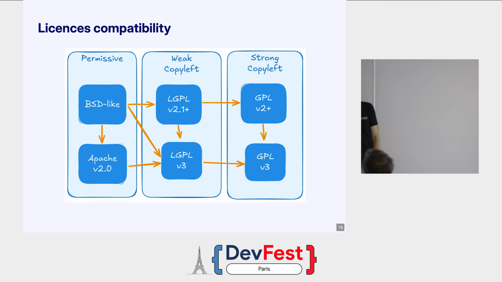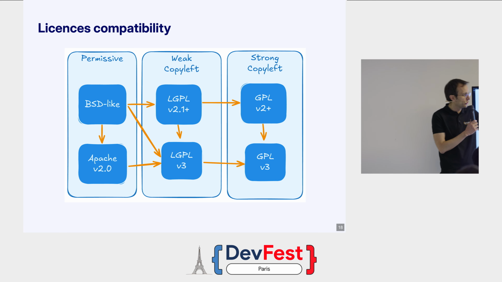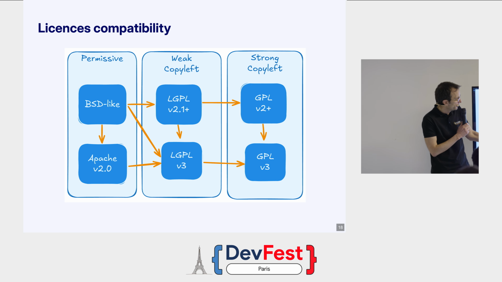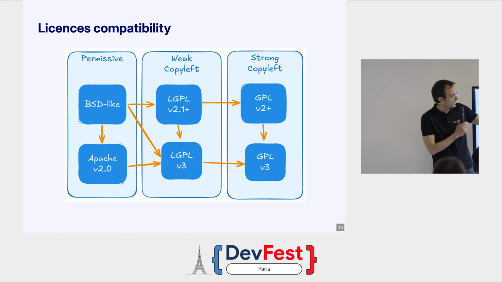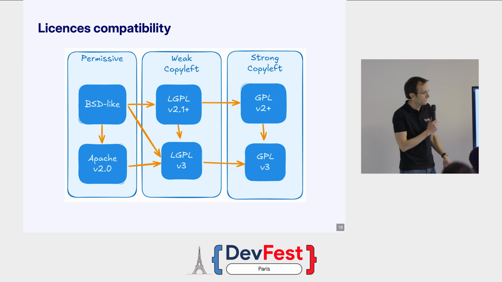With some open source licenses, as opposed to proprietary licenses, you can combine them. There is some compatibility. The more permissive ones can be included in the copyleft licenses. So the permissive, for example the BSD-like, can be included in some LGPL, which is a kind of copyleft license limited to the library. And then those weak copyleft can be included in strong copyleft licenses.